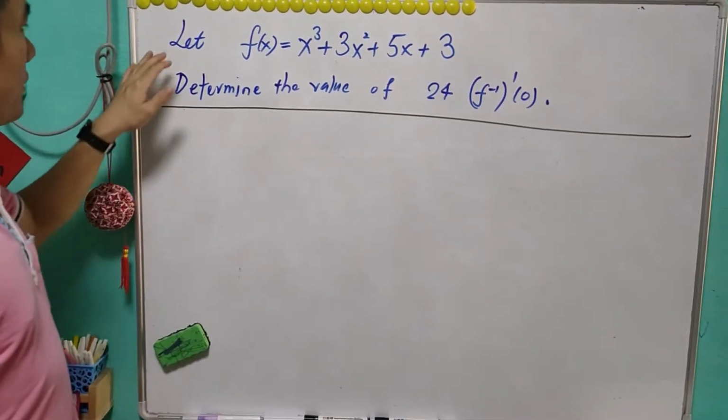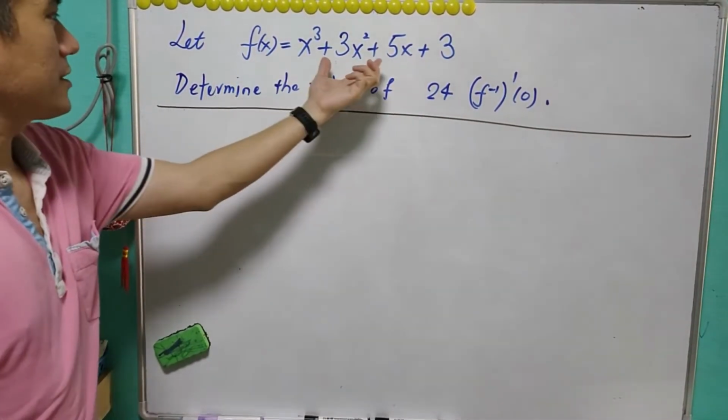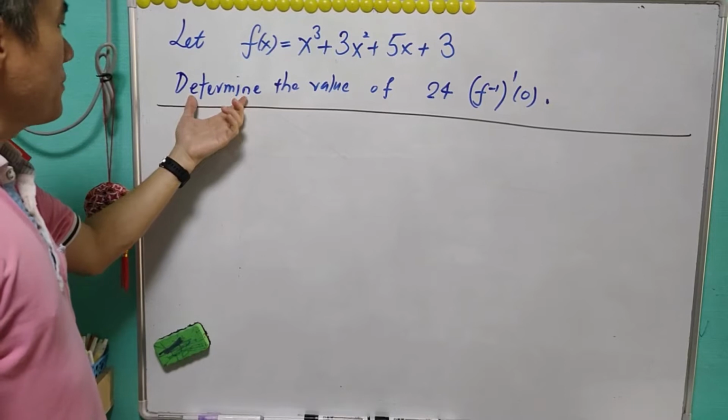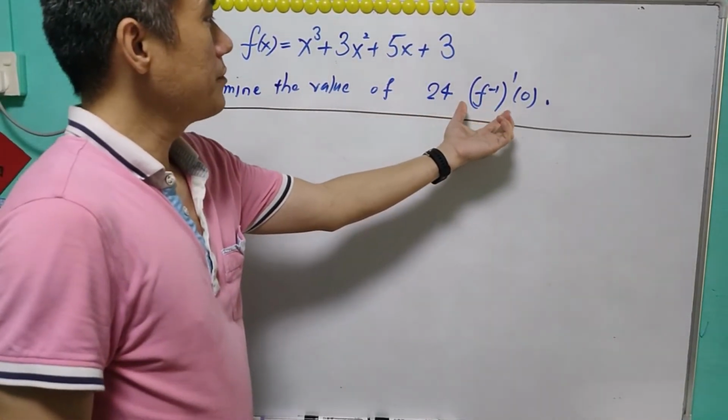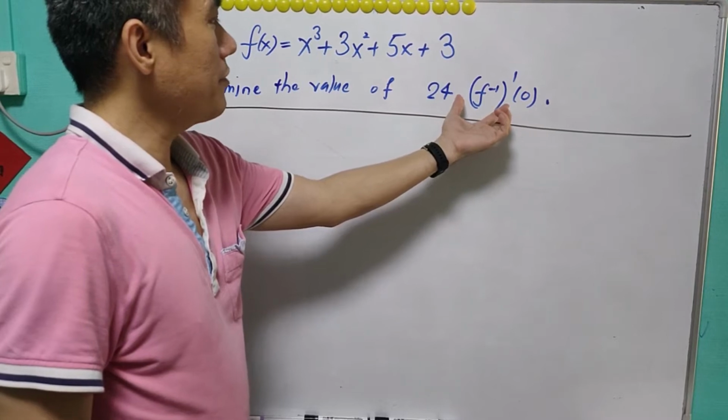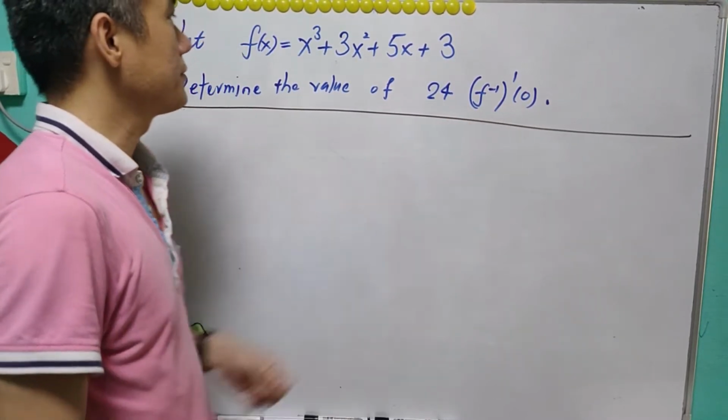In this question, we are given that f(x) is as such. We are asked to determine the value of 24 times the derivative of f inverse at x equals 0.